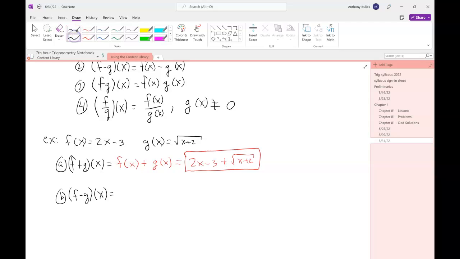Oops, I don't mean to do that one. Let's do g minus f instead of f minus g. So again, I follow my definition. That should just be g of x minus f of x.